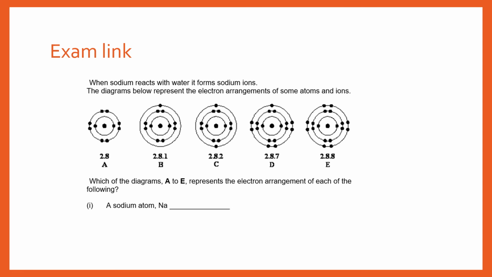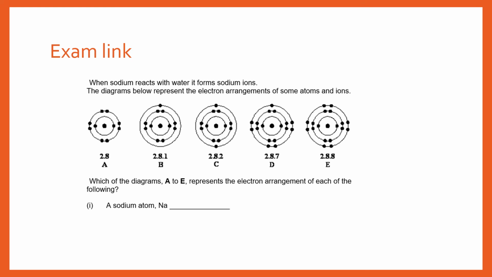Right, so let's have a look at the answer. So it says when sodium reacts with water, it forms sodium ions. The diagrams below represent the electronic arrangement of some atoms and ions. Which of the following A to E represents the electronic arrangement of a sodium atom? Right, sodium has an atomic number of 11. Which one of those diagrams has 11? So straight away, we can look at discounting A because A only has 10.